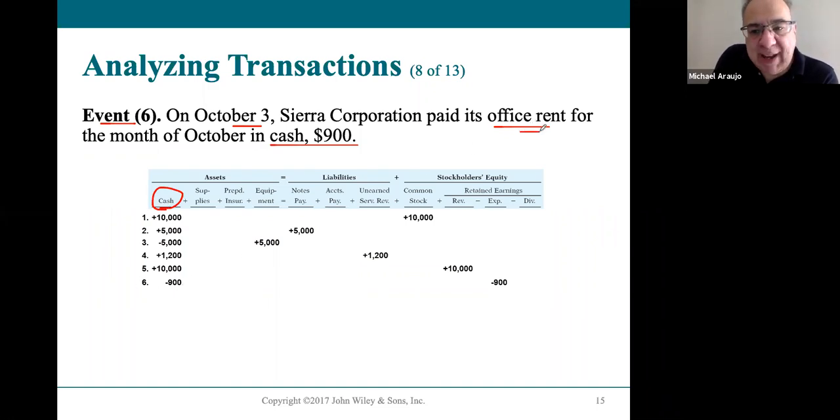But as you know, paying rent is an expense, rent expense specifically. And every time we pay an expense, in essence, we have less profits, less earnings in the company. So again, more expenses simply means less retained earnings, less profits.